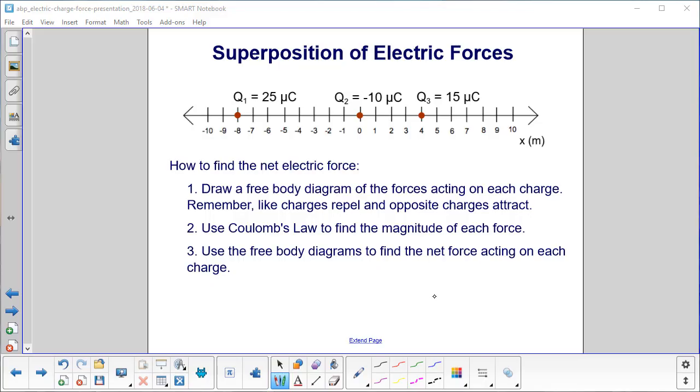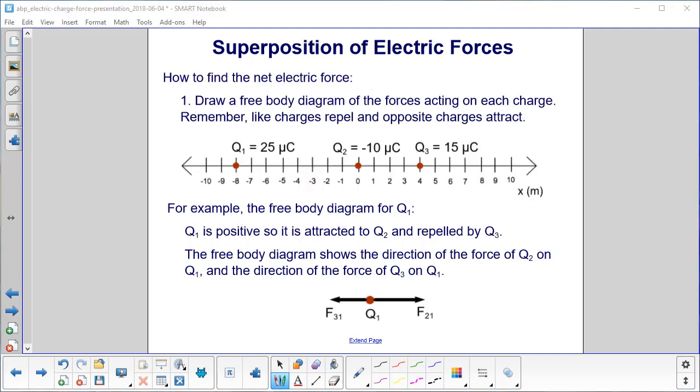We have a procedure for finding the net electric force. First, draw a free body diagram. Yep, we're never really done with free body diagrams, of the forces acting on each of the charges. Remember, like charges repel, opposite charges attract. Use Coulomb's law to find the magnitude of each force, and then use the free body diagrams to find the net force acting on each charge. And again, we're assuming that nothing moves. They stay where they are to find the initial forces.